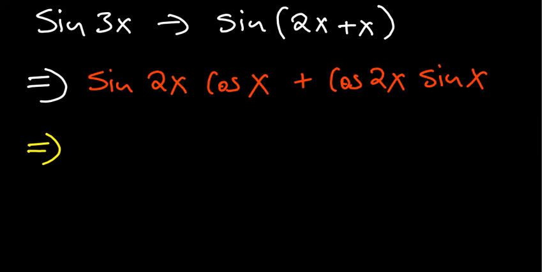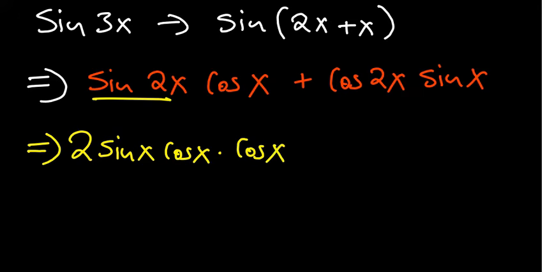Now we already know that sine 2x, we saw from the double angle formula by expressing it as sine x plus x. What did it give us? It gave us 2 sine x cosine x, multiplied now by cosine x, which is here. So multiplied by cosine of x, and then we have plus cos 2x, which was cos x plus x, gave us cos squared of x minus sine squared of x, multiplied by sine x, which is there.